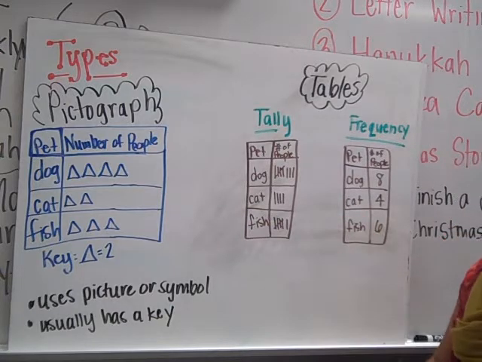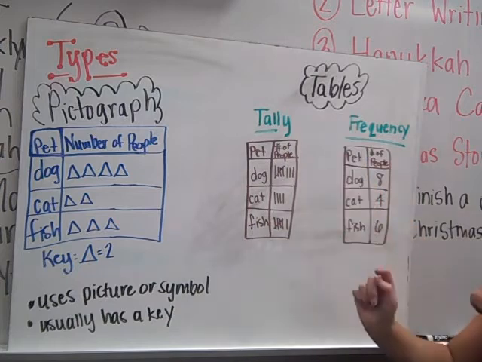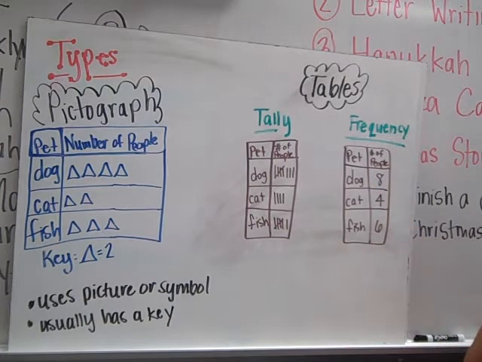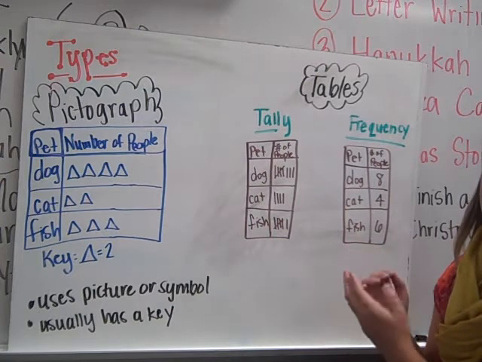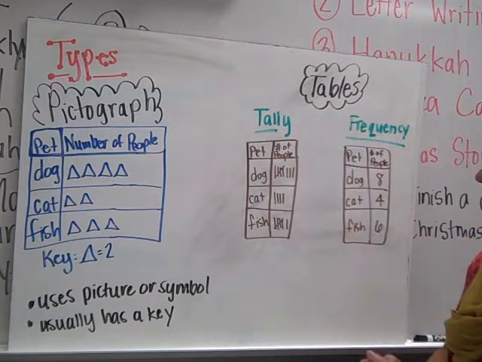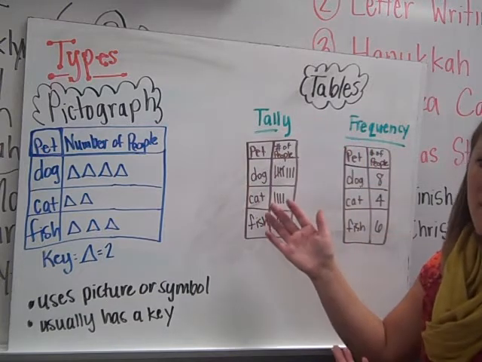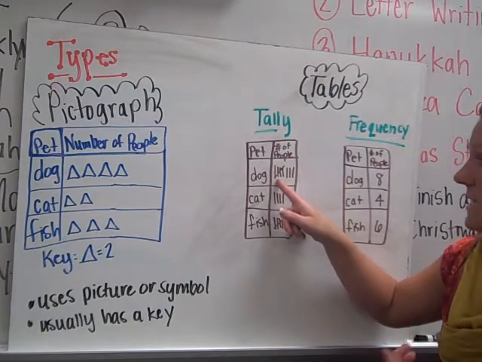The other two that we're going to look at on this one are 2 different kinds of tables. Now, a table is different from a graph in that there's nothing visual for me to look at. I'm just looking at tallies and numbers. And this kind of table is called a tally table because all I've done is take the data that I'm collecting and tally how many people have this pet.